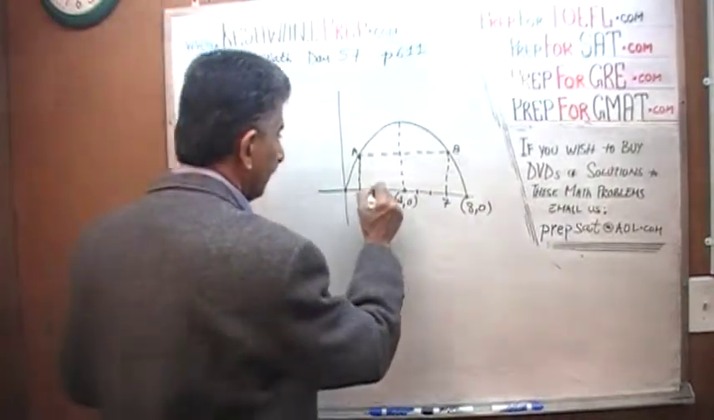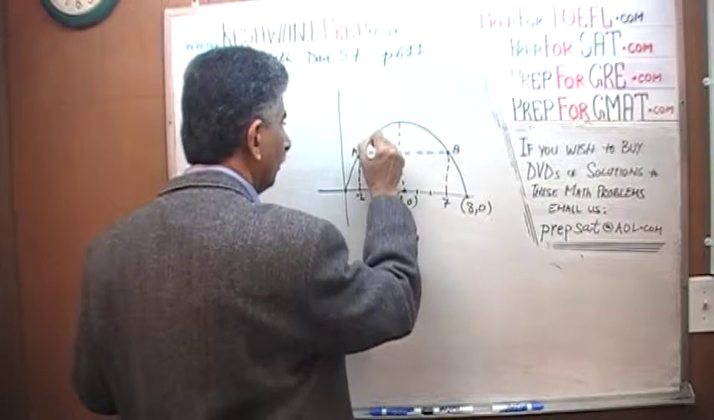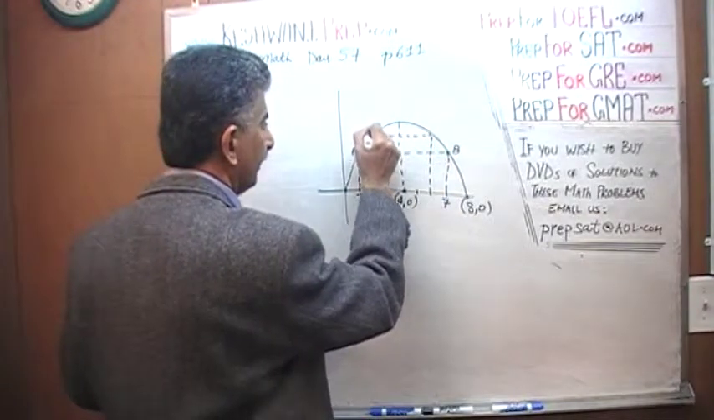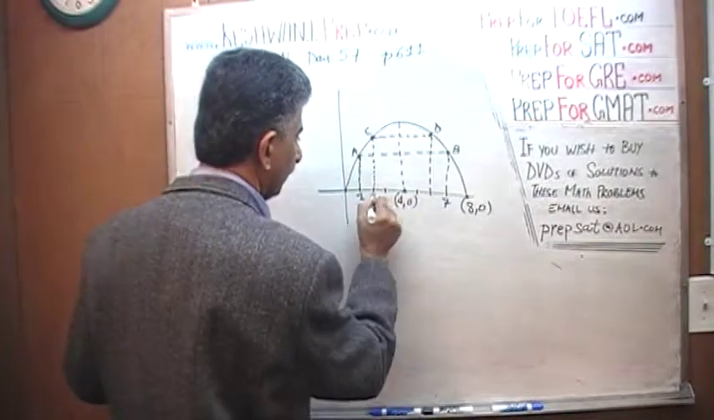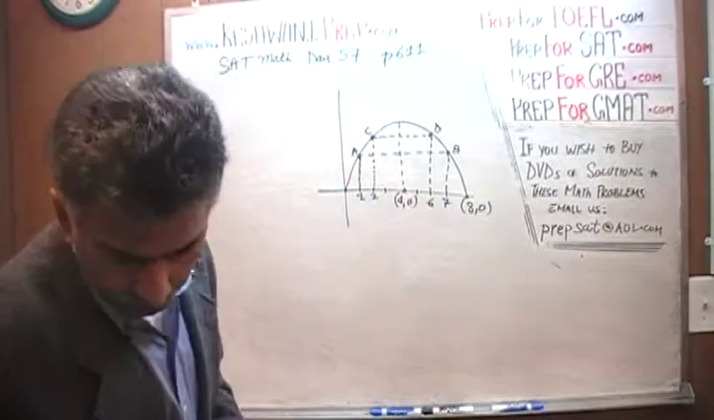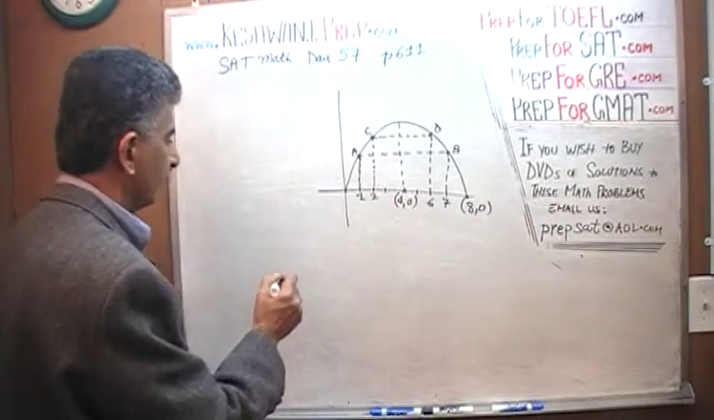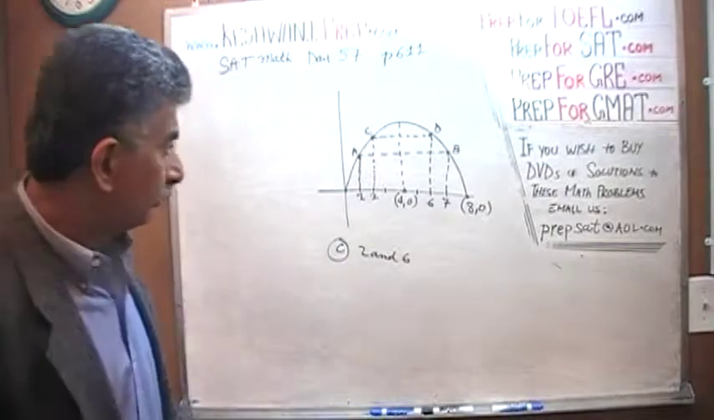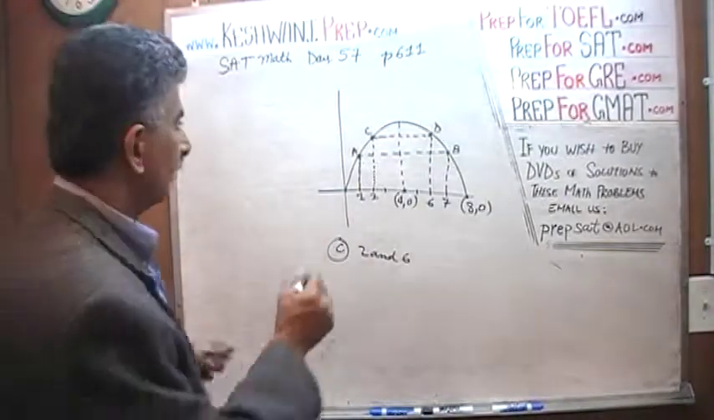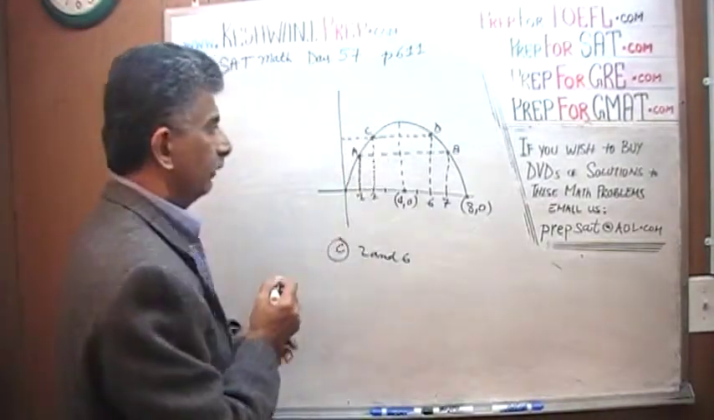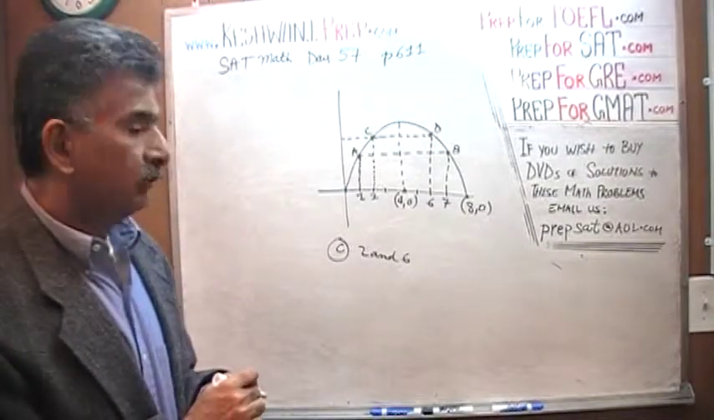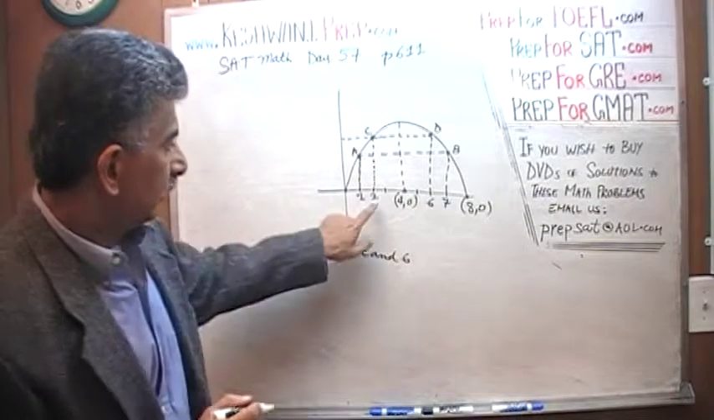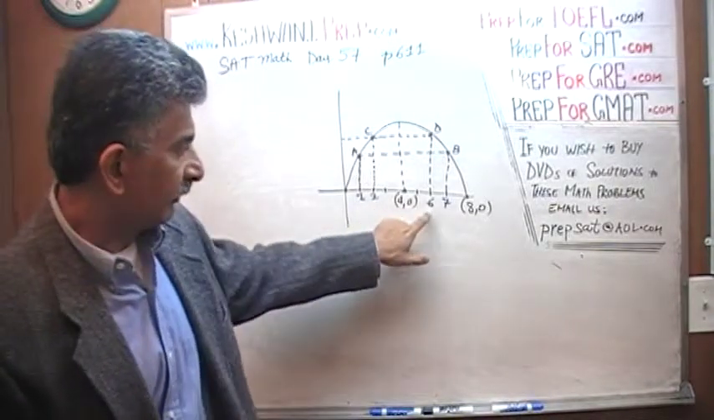Other places where they're going to be equal are going to be 2 and 6. Let's call them point C and D. Point C and D. 2 and 6. Do we have 2 and 6? Voila, 2 and 6 is the answer. 2 and 6 are the two points where the y coordinates are going to be equal. The y coordinates of point C and D are going to be equal when x is equal to 2 and when x is equal to 6.